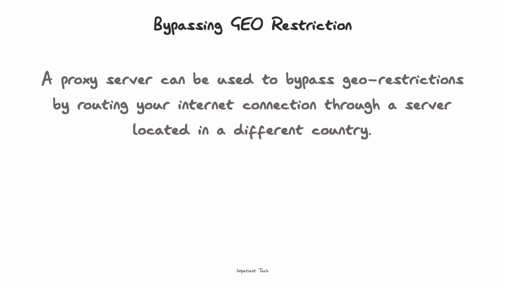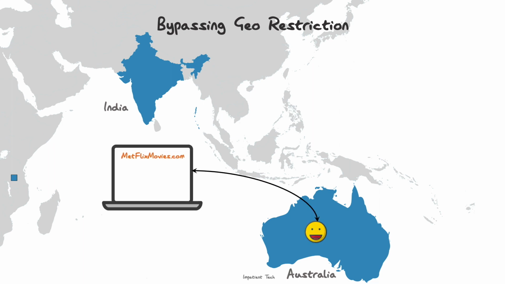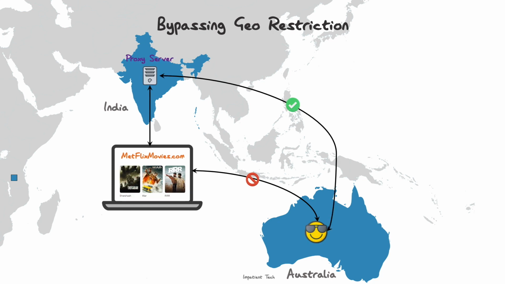Benefit number 2. Bypassing geo-restrictions. A proxy server can be used to bypass geo-restrictions by routing your internet connection through a server located in a different country. For instance, imagine a movie streaming website that is inaccessible in Australia. So when someone located in Australia attempts to visit the website, their access is denied. However, if the same user in Australia uses a proxy server located in a country where access is allowed, such as India, then they would be able to access the website.